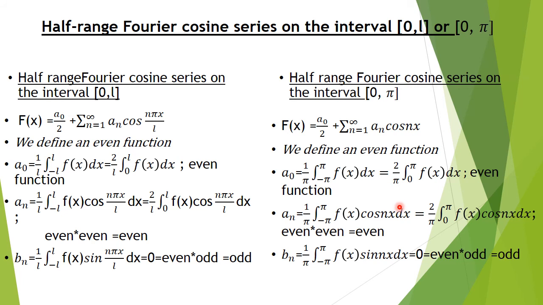Okay, so a naught is equal to 2 by pi integral 0 to pi f of x dx. A n is equal to 2 by pi integral 0 to pi f of x cos nx dx. And b n value, its integration is equal to 0 because from minus to plus, even into odd is odd. Odd integration is equal to 0 whenever we have minus to plus.